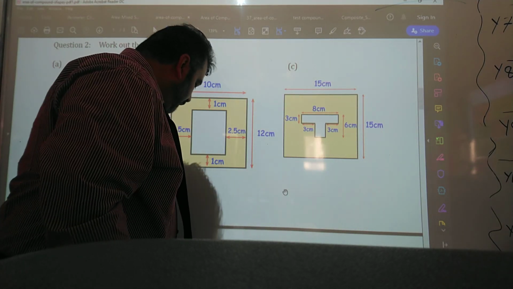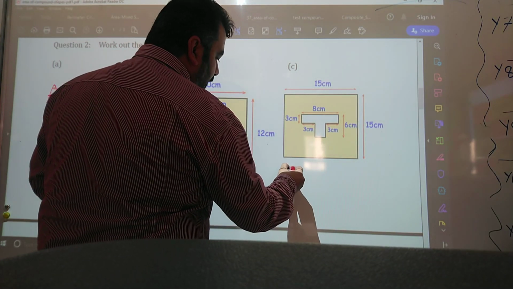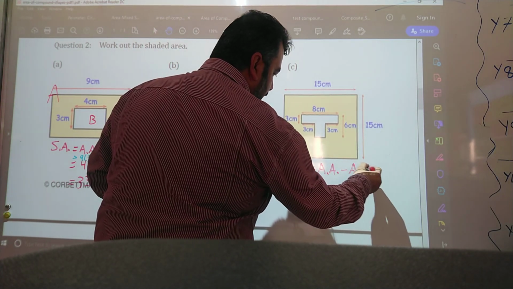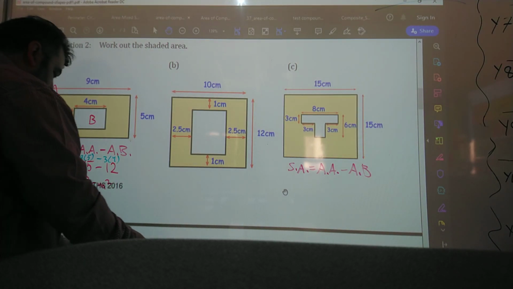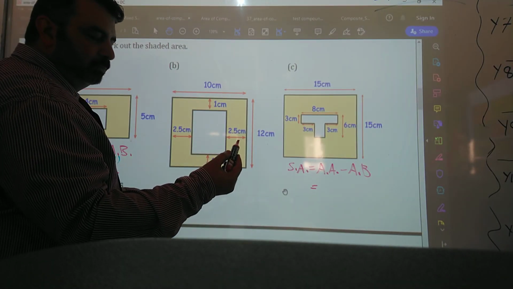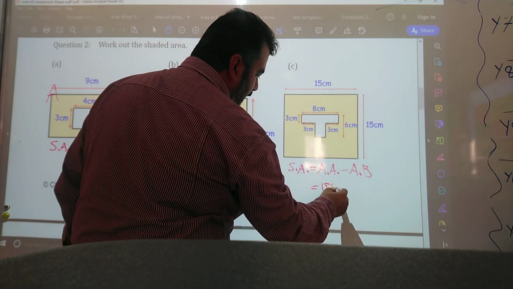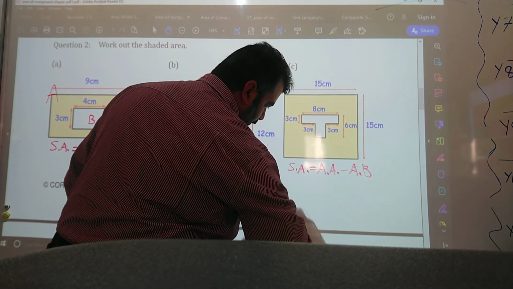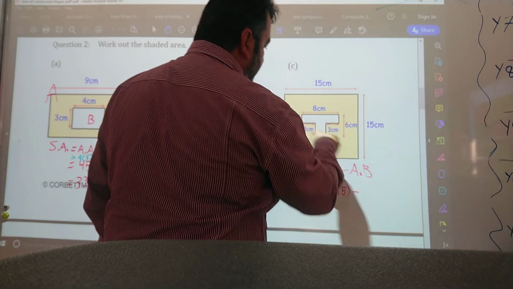Now, this one needs a lot of work. So what I will do, I will solve half of it and then leave you. So shaded area equal to area A minus area B. Can you see this marker from there? Yeah, but I will pick something. Okay, so area A. Okay, so area A is the whole thing, which is 15 times 15. Minus area B.